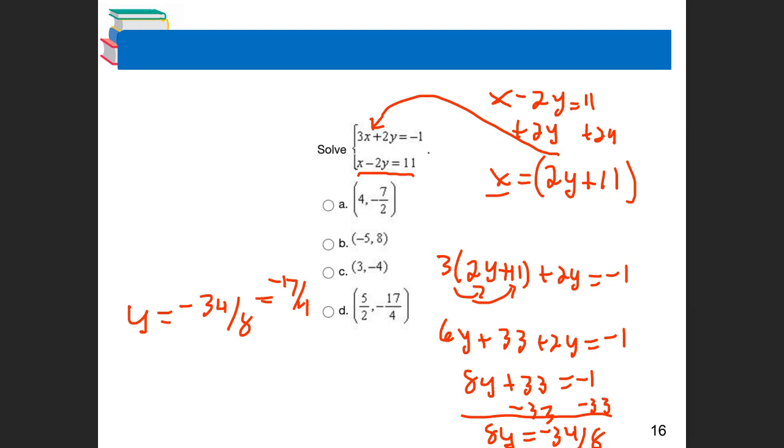So I'm going to stop now because this is the only problem that has negative 17 fourths, and I don't have to plug that back in. Who wants to plug negative 17 fourths back in? That would be a little crazy.